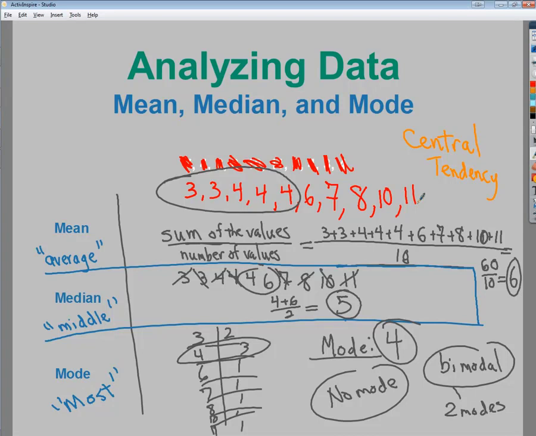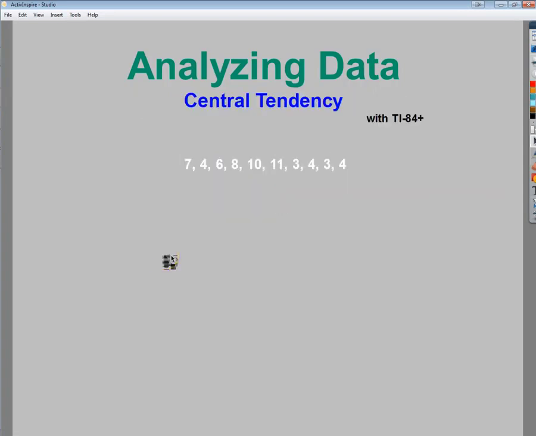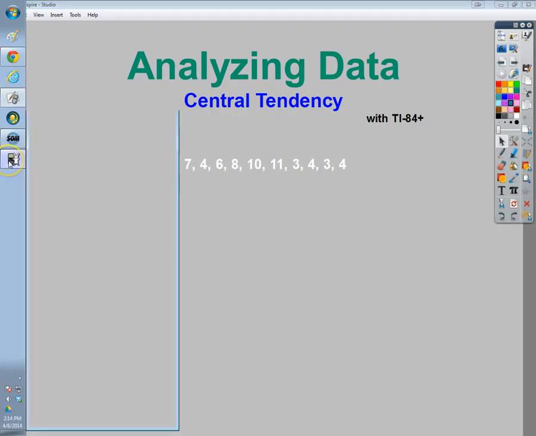tendency. Welcome. In this video I'm going to be analyzing data, central tendency stuff, specifically mean, median, mode, using a TI-84 Plus. So I have my data set there, the 7, 4, 6, 8 thing, and I'm going to go in and just make it happen.